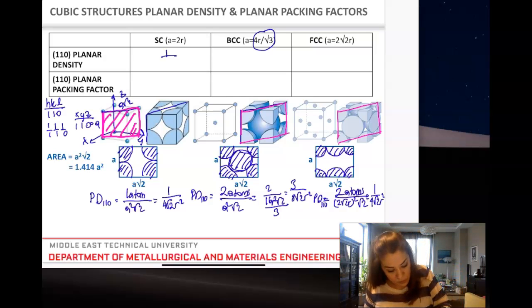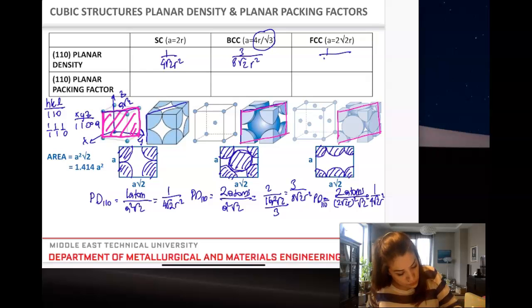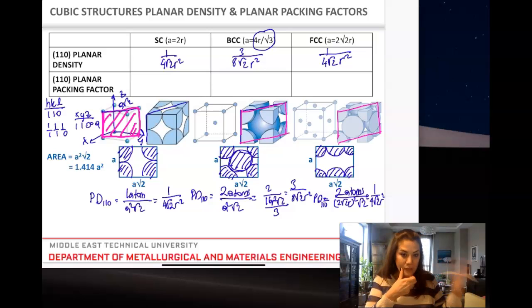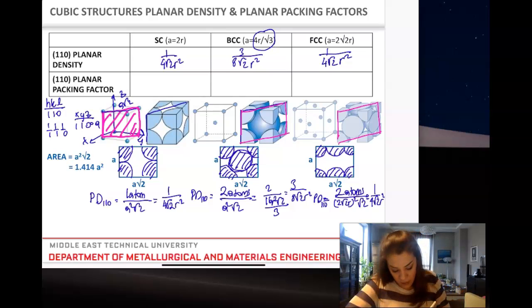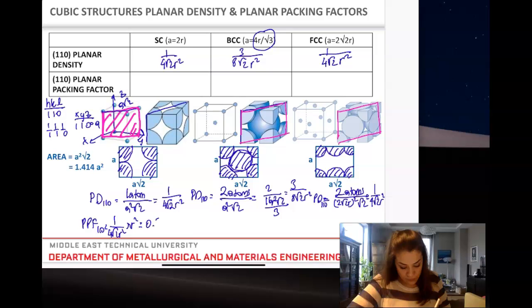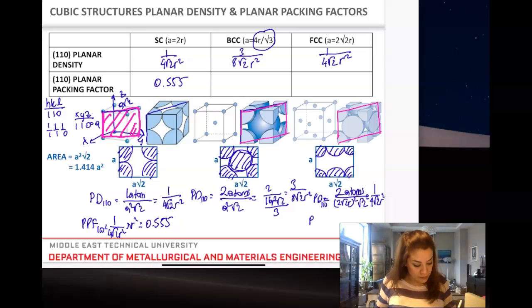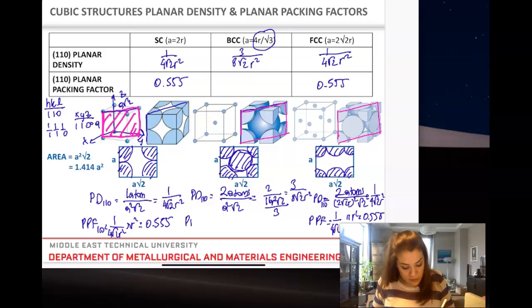Okay, let's write them down. 1 over 4 square root of 2 R squared, 3 over 8 square root of 2 R squared, 1 over 4 square root of 2 R squared. Planar packing factor is the multiplication of the planar density with the cross-sectional area. And if you do that, 1 over 4 square root of 2 R squared times pi R squared gives me 0.555. And interestingly, FCC also has the same ratio, 1 over 4 square root of 2 R squared times pi R squared, that is equal to 0.555. And if you do the same for the planar packing factor for BCC, 3 over 8 square root of 2 R squared times pi R squared gives me 0.833.